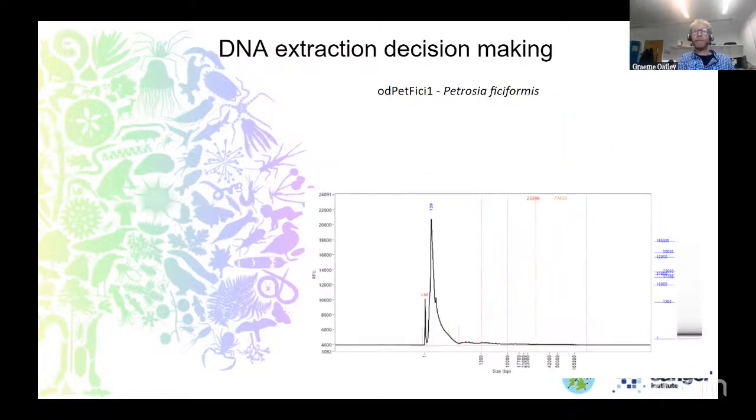And here we have a sponge, great yield, over 9,000 nanograms of DNA, small genome size. However, the bulk of our DNA is sitting within this low molecular weight band. So generally this is something that we won't be able to work with moving forward. So we class this as a fail for DNA quality.